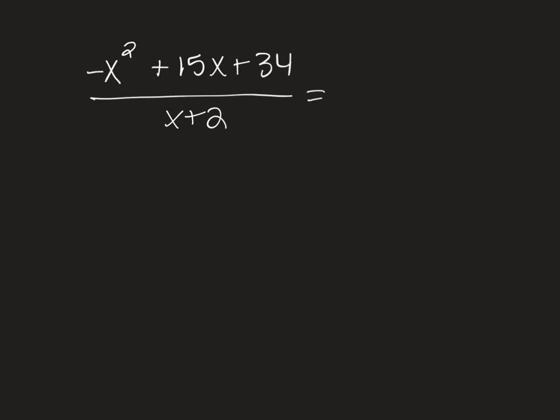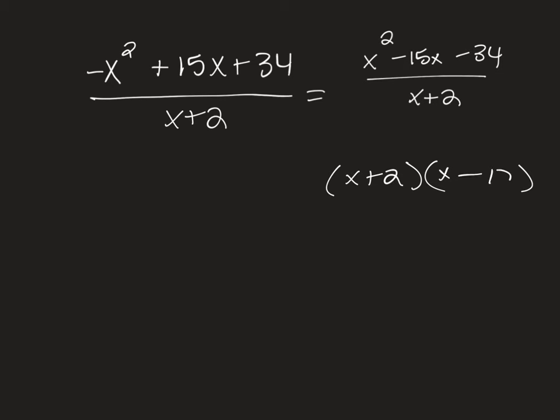Just because they have it like this. On the top part here, you can really rewrite that and change all those signs. So you can do x squared minus 15x minus 34. So that way when you factor that top part, you get the x plus 2 and the x minus 17. And then those cancel, and that's what you're left with. Which is the same way we've always factored stuff when we've got that negative x in the middle. We just change all those signs.